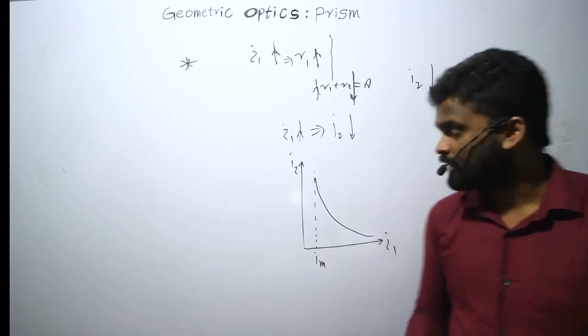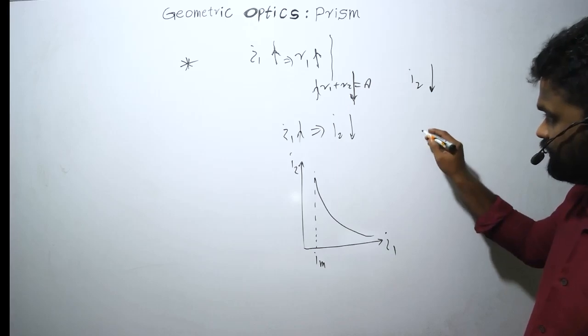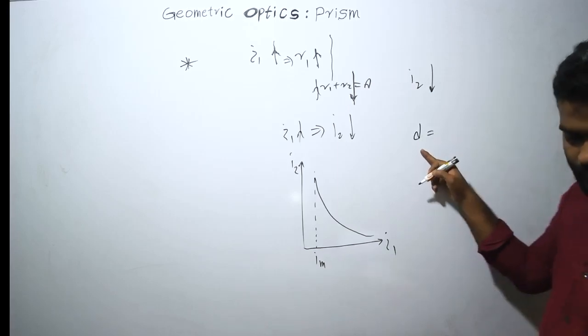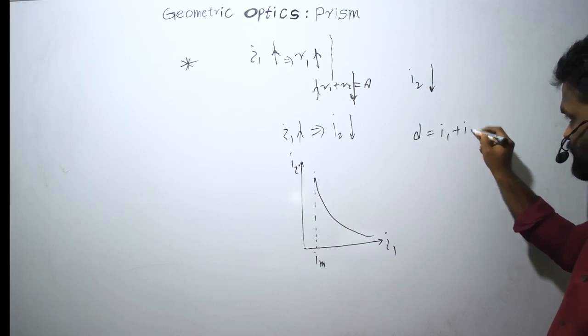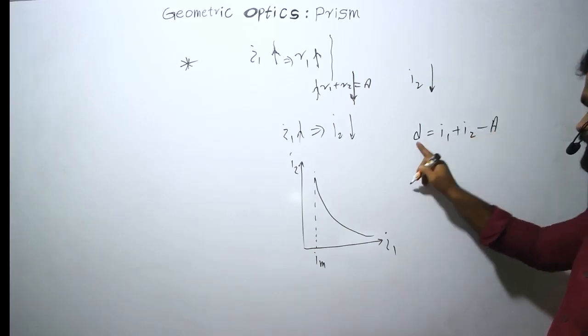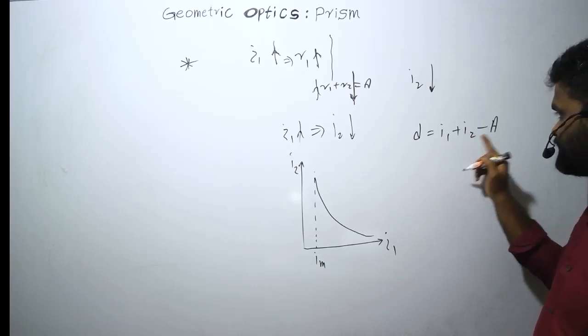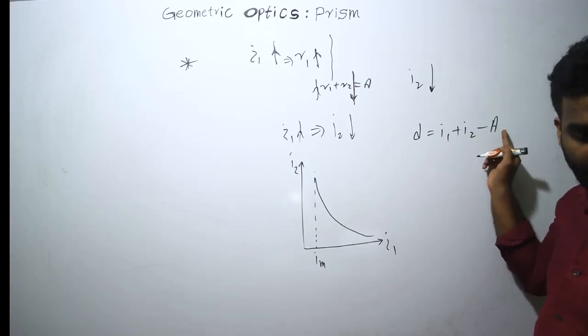Okay. Then write this equation, D. We know that D is equal to what? D plus A is I1 plus I2. So we can say D is equal to I1 plus I2 minus A. Write down this equation.